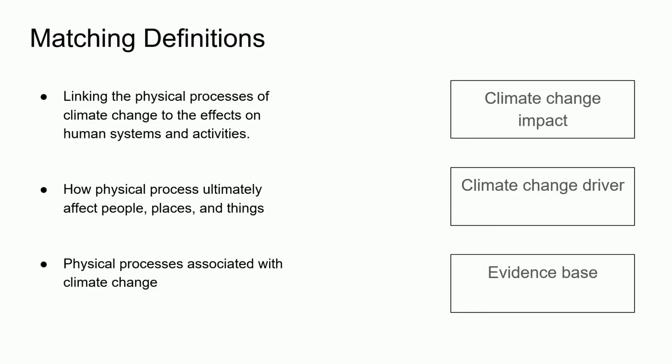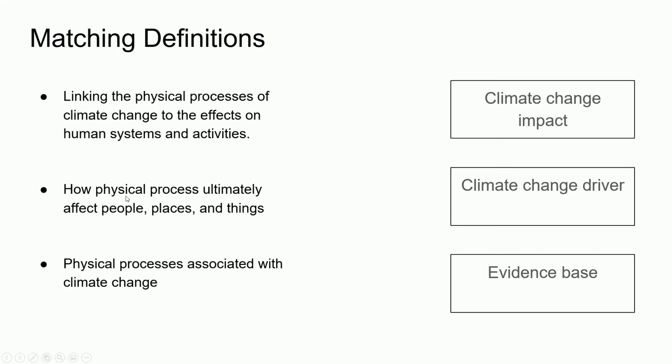All right, so next, let's take a little quiz here, just to make sure that we understand the definitions. Now, on the left-hand side, over here, you can see our definitions, and on the right-hand side, we've got our terms. So we've got climate change impact, climate change driver, and evidence-based. Those are our choices. And we're going to draw an arrow from the definition to the proper word. So our definitions are linking the physical processes of climate change to the effects of human systems and activities.